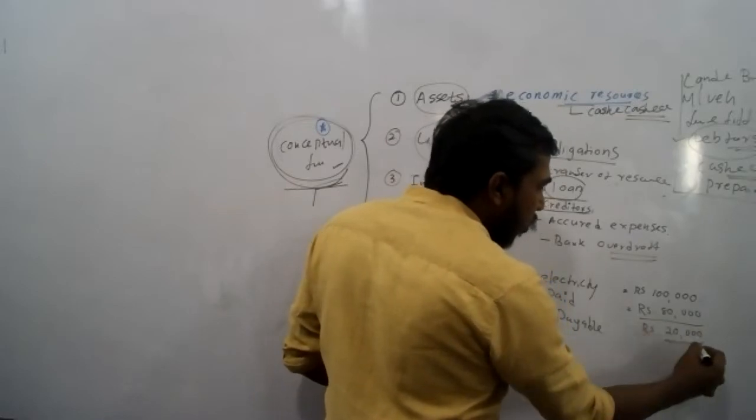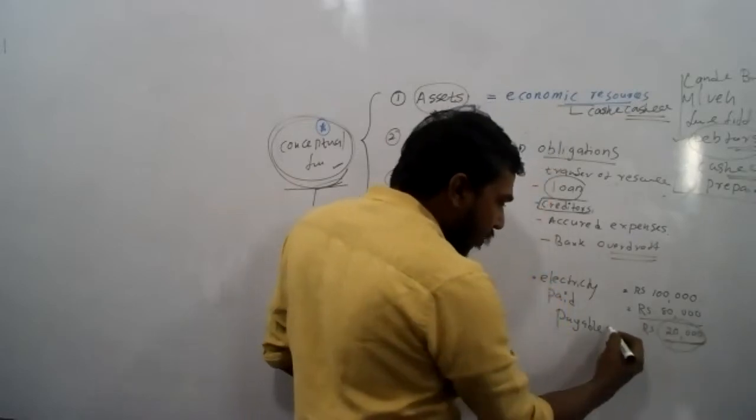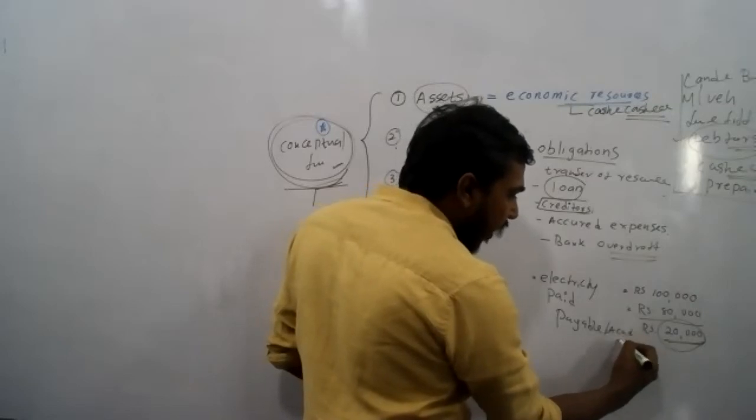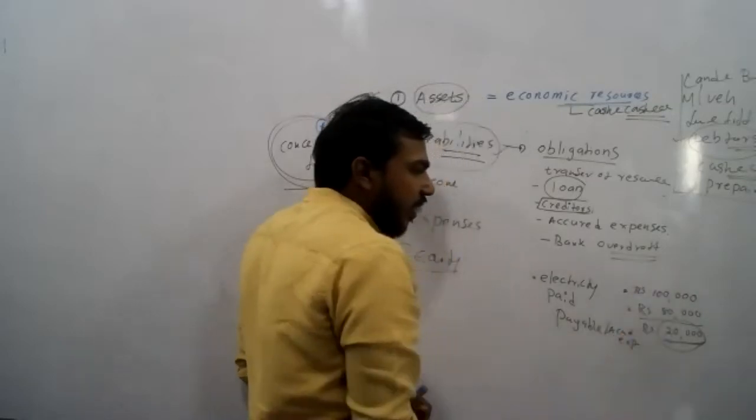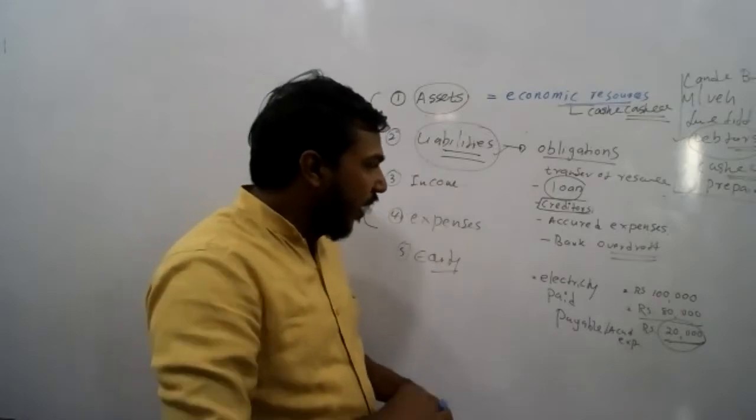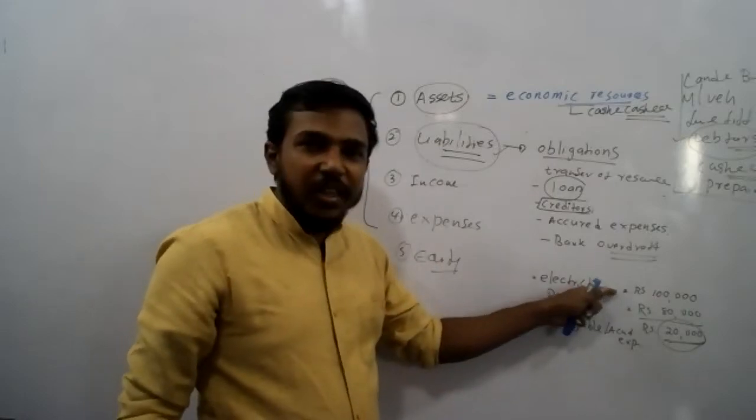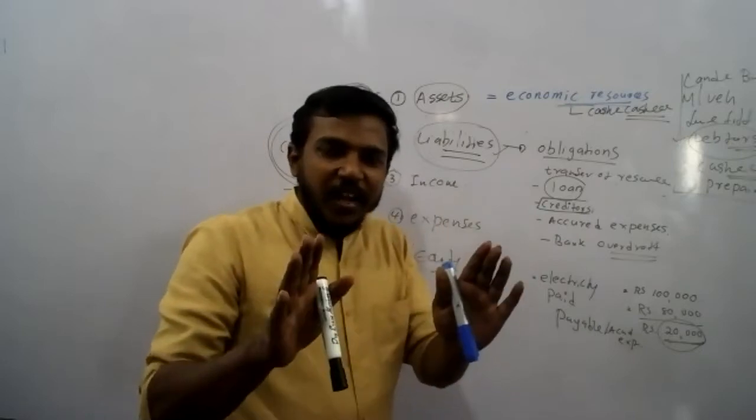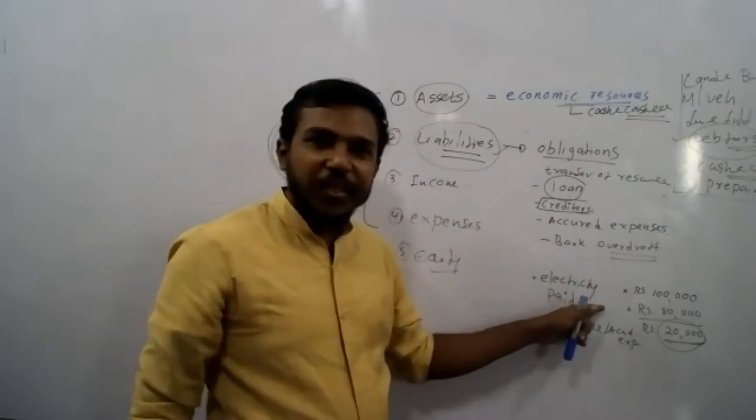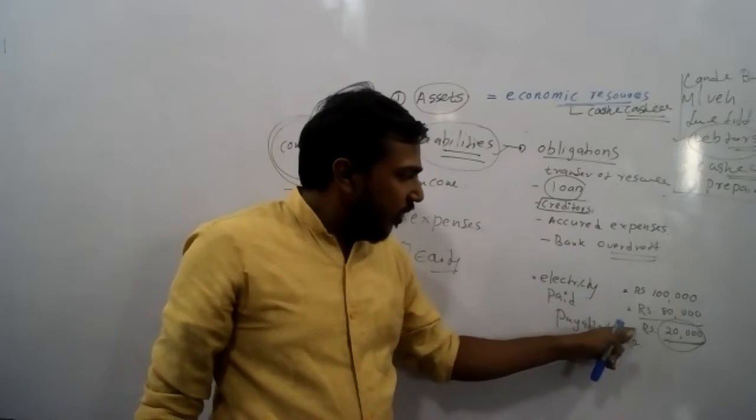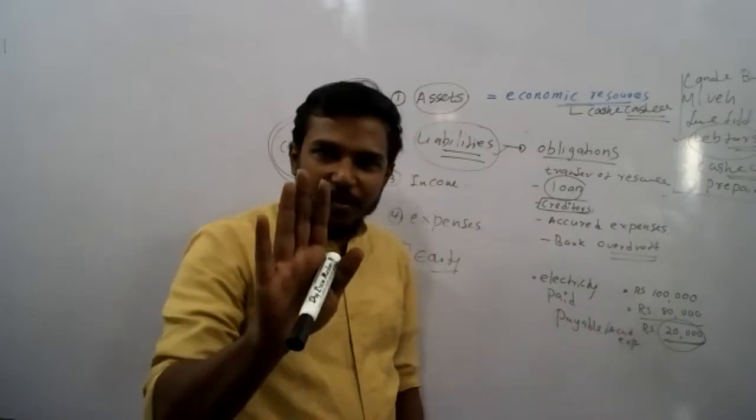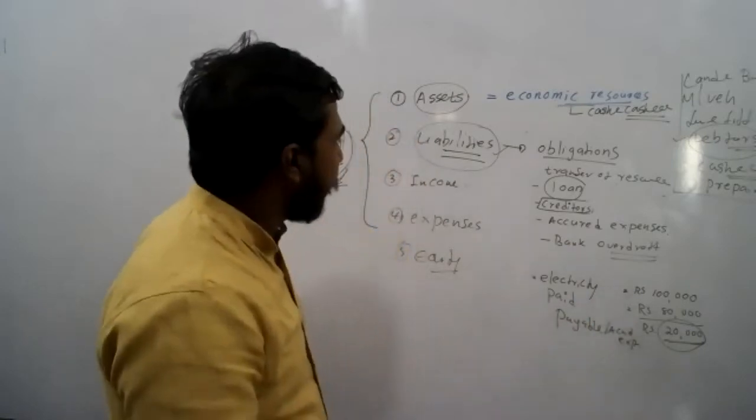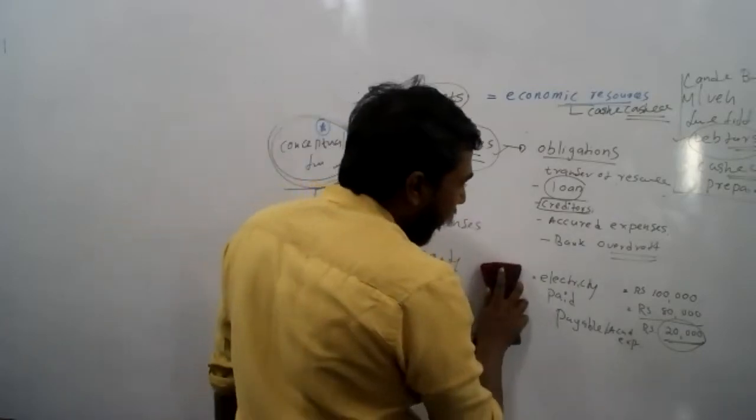Electricity bill payable is rupees 20,000. This payable amount is called an accrued expense. You have received the bill up to rupees 100,000, and out of that you have just paid 80,000. So that remaining 20,000 balance is called the payable, or the accrued expense. Right? Those are the examples for liabilities.